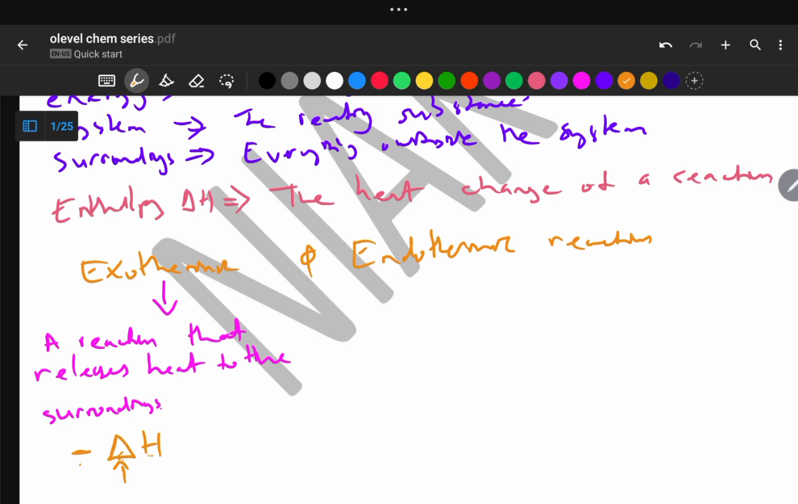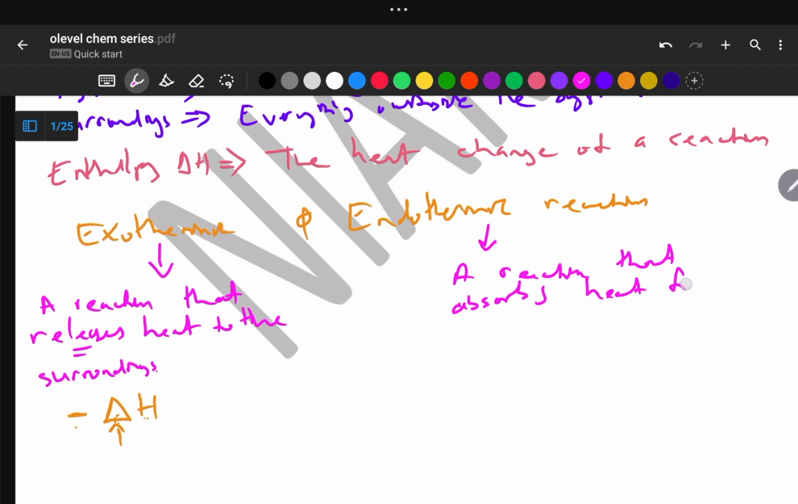And then we go on to explain the endothermic reaction. An endothermic reaction is defined as a reaction that absorbs heat from the surroundings. So this one releases, and this one absorbs, right? Are we together? So we say this one is negative, so this one is positive. This is what you need to understand.